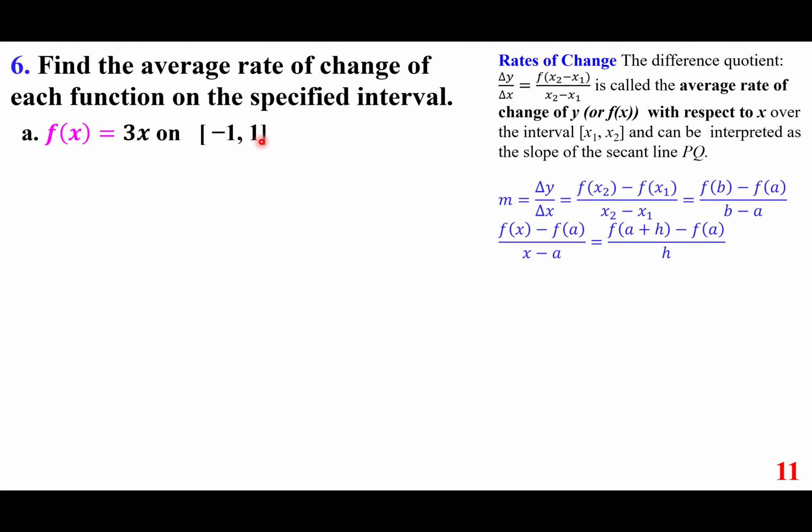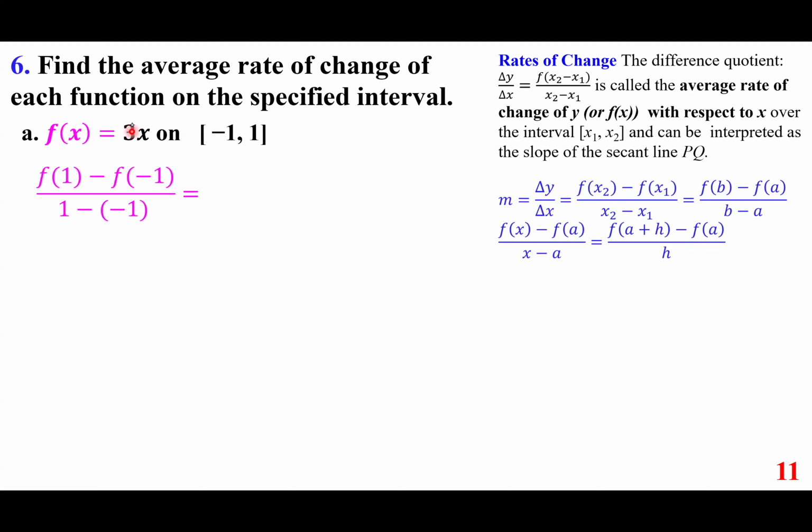Therefore, f of 1 minus f of negative 1 over 1 minus negative 1. Like f of b minus f of a over b minus a, or f of x2 minus f of x1 over x2 minus x1. There are so many formulas, and I want you to realize they all mean the same thing. Rise, change in y, over run, change in x. That's it.